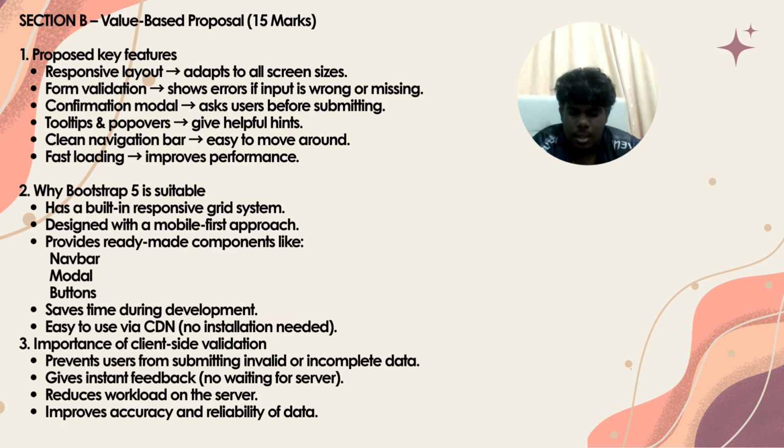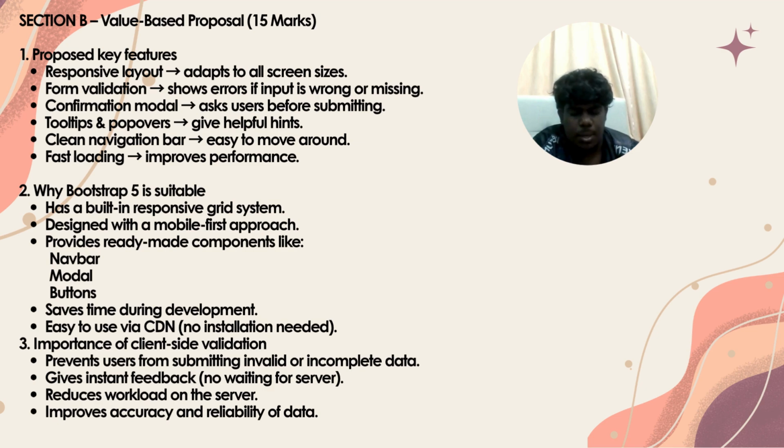Good day, everyone. Today I will explain about Section B. In Section B, the proposed system includes several key features to improve user experience. These include a responsive layout that adapts to all screen sizes, form validation to prevent incomplete submissions, and confirmation modal to avoid accidental action. The system also uses tooltips and popovers to guide users along with a clean navigation bar and fast loading performance. Bootstrap 5.5 is chosen because it has built-in responsive grid system and follows a mobile-first approach.